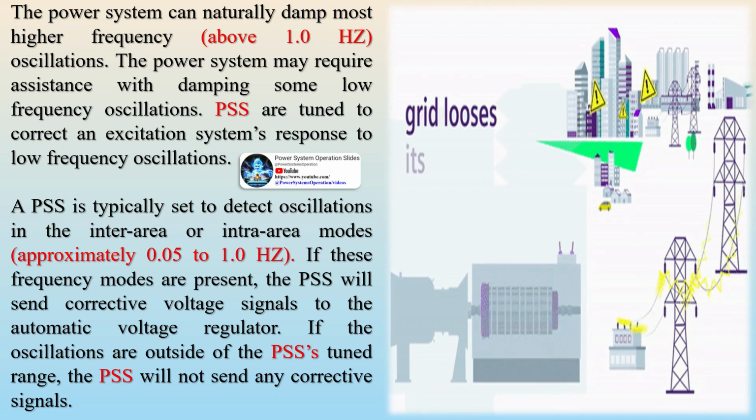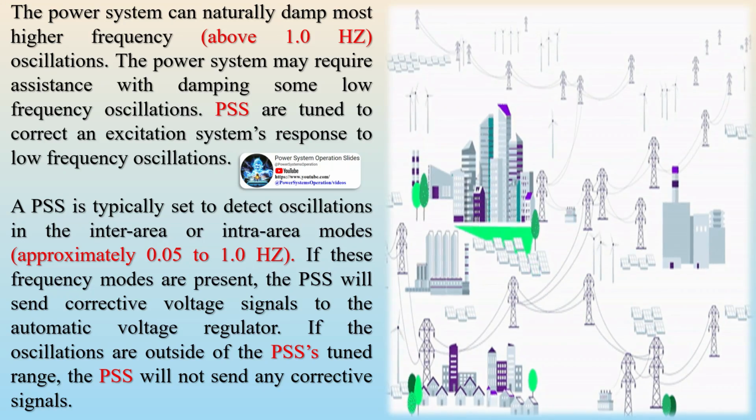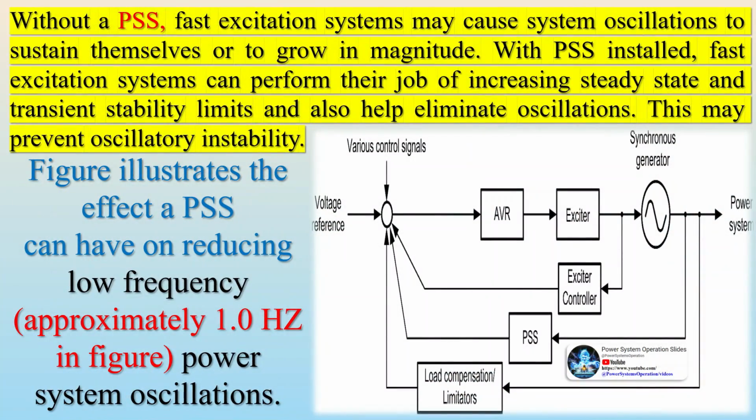The automatic voltage regulator compares the PSS voltage signal, the monitored voltage, and the set point voltage to calculate an error signal to send to the exciter. The PSS portion of the voltage regulator's input helps ensure that any adjustment the excitation system makes to generator voltage based on the voltage regulator's error signal is done in a manner that helps reduce system oscillations. The PSS will ensure that the excitation system voltage output has the correct phase relationship with the oscillation it is trying to eliminate. The power system can naturally damp most higher frequency (above 1.0 Hz) oscillations.